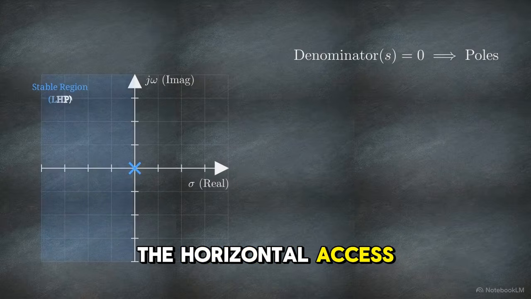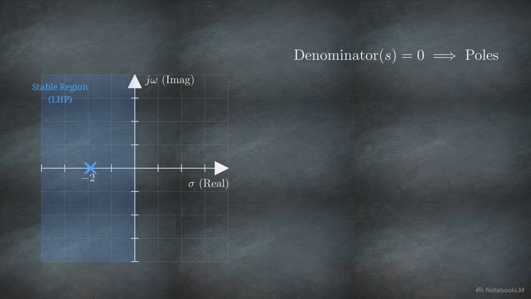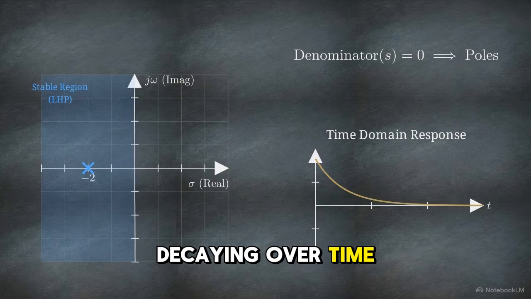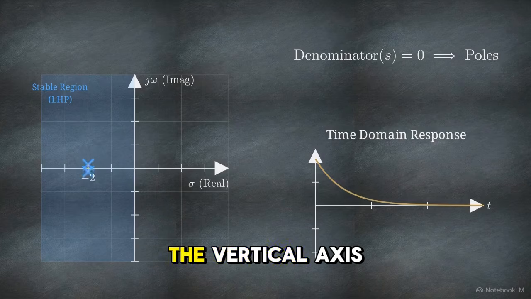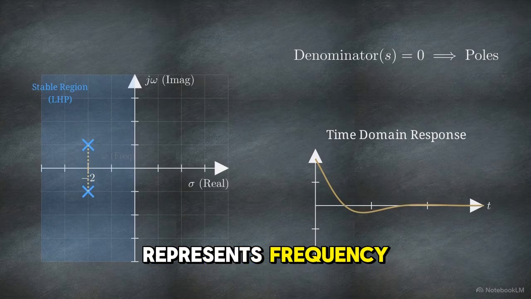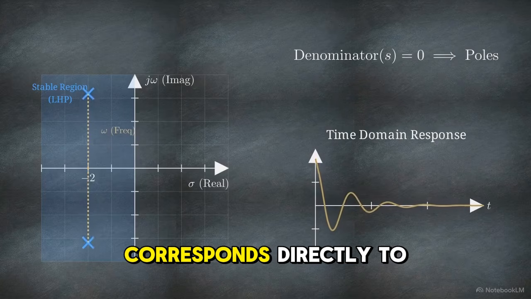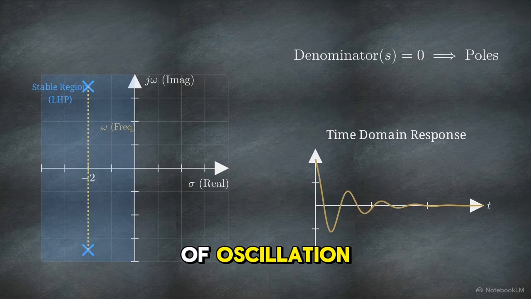The horizontal axis dictates growth or decay. Poles in the left half-plane have negative real values, decaying over time to guarantee stability. The vertical axis represents frequency. Any vertical displacement away from the horizontal baseline corresponds directly to the system's frequency of oscillation.